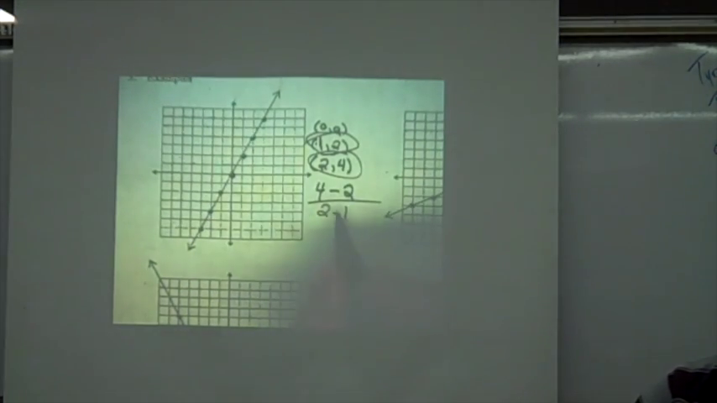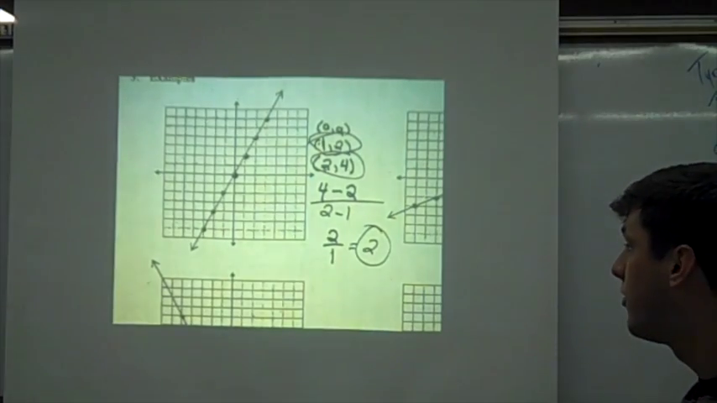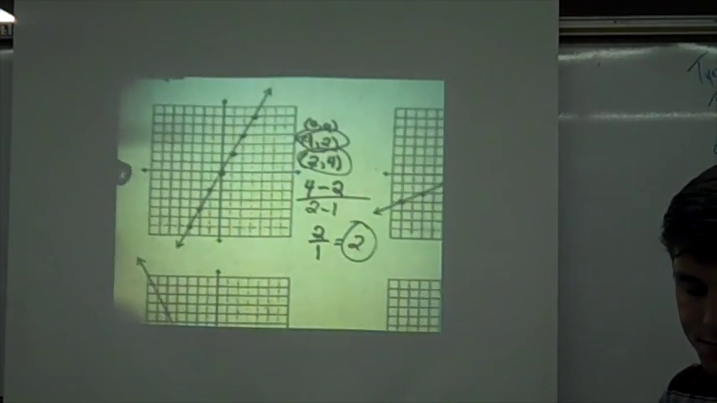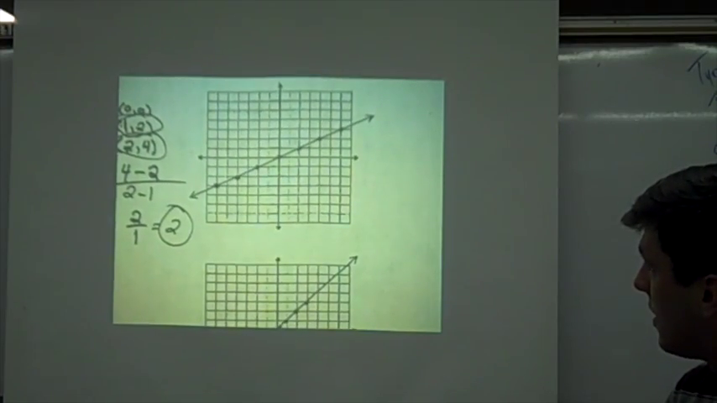And so if you simplify this, you have 4 minus 2, which is 2, divided by 2 minus 1, which is 1, or just 2. So, the m value for this graph is 2. Let's move on to the next graph.